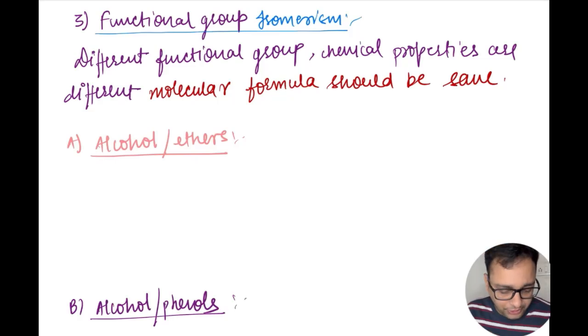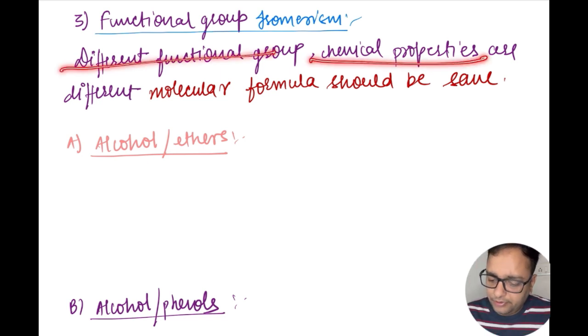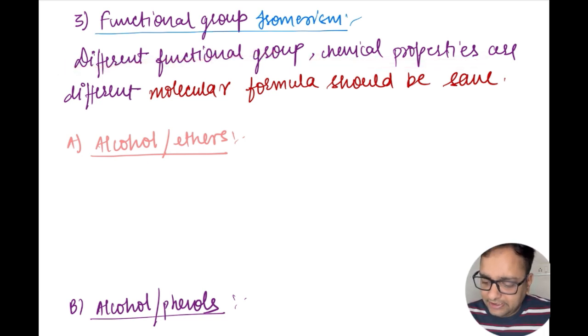Today we are going to talk about the functional group isomers. So what actually are the functional group isomers? As you can see, functional group isomers are compounds with different functional groups, and their chemical properties are different.